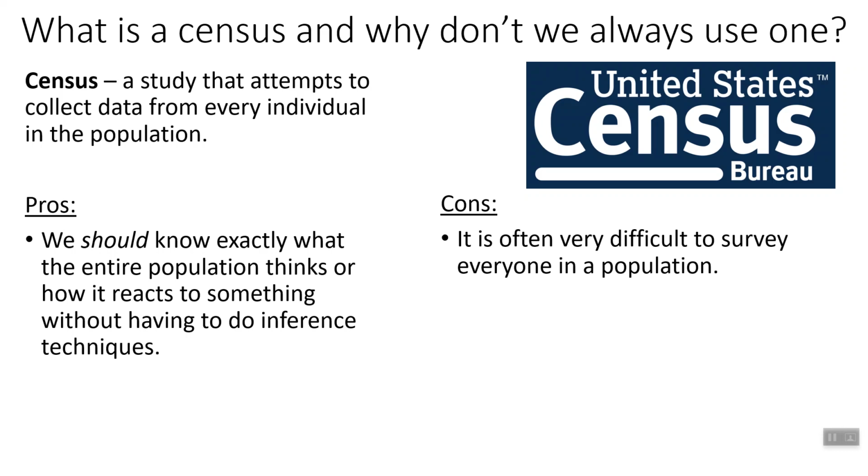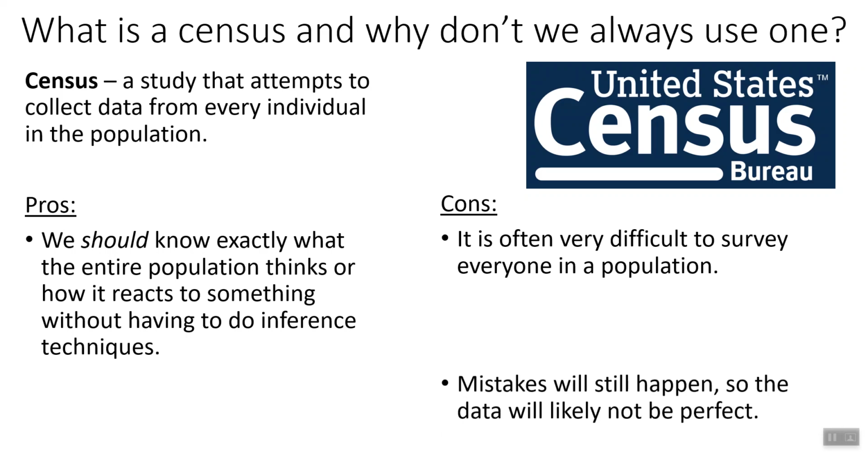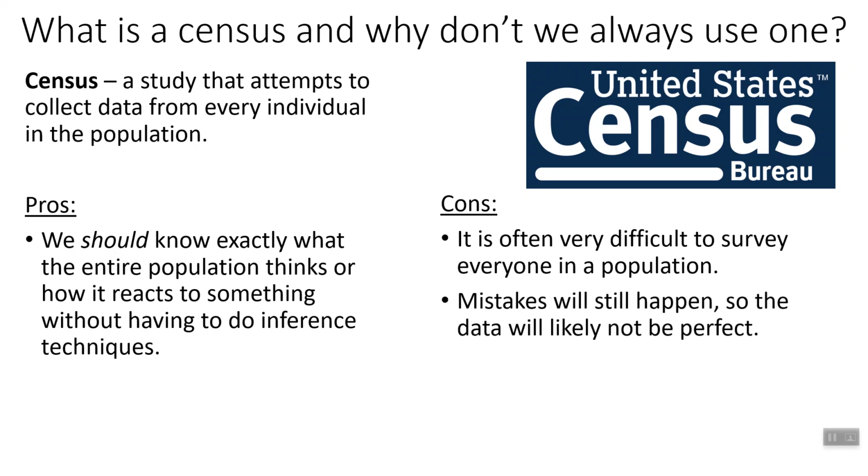If we want to ask everybody in the United States a question, that's 320 plus million people. Everybody in California, still millions of people. Everybody in Oakland, that's about 500,000 people. So a census can be very difficult to do, especially if you're only one researcher. And mistakes will happen. If you're doing something a million times, chances are there's going to be a few mistakes. So even if you do sample everybody doing a census, it's still not going to be perfect information.